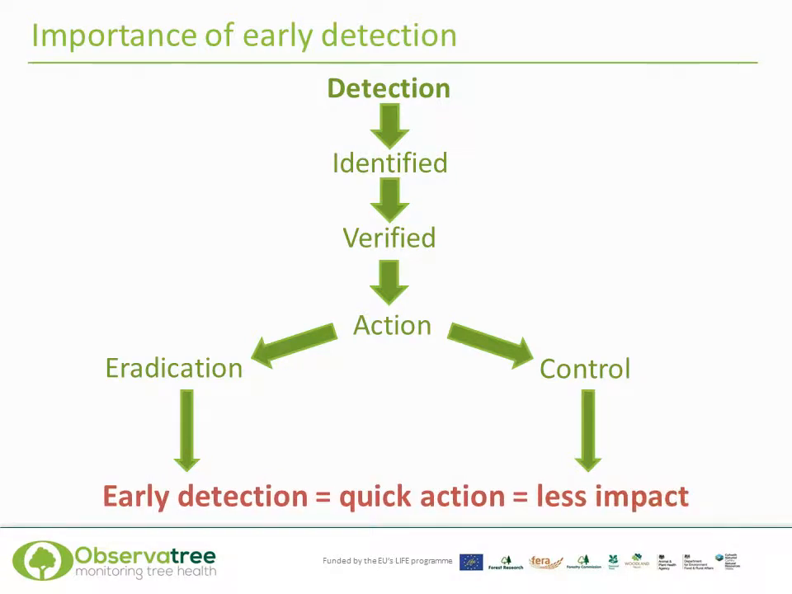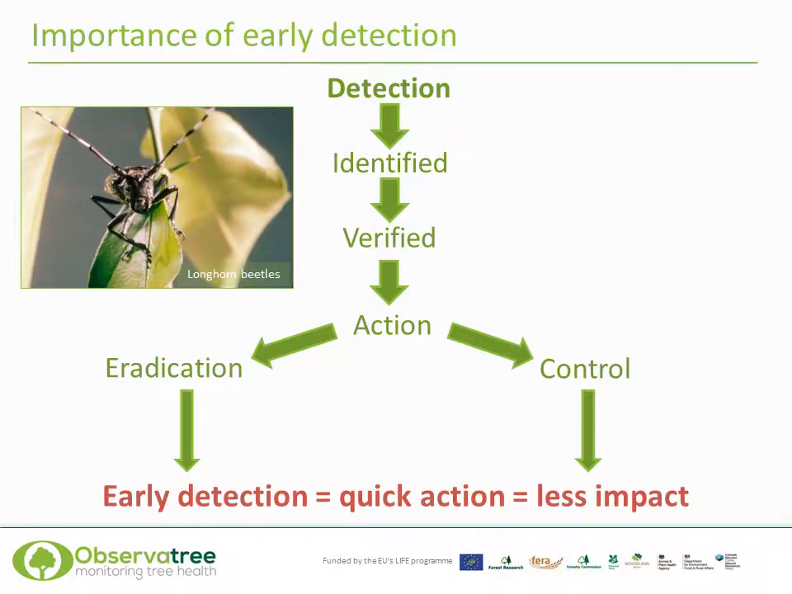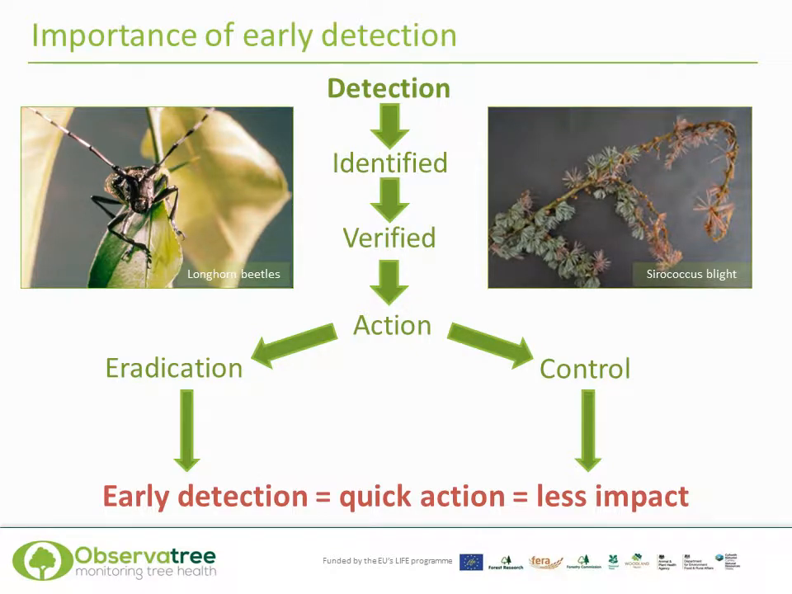Observatory aims to identify when new pests and diseases arrive in the UK as early as possible. The project also aims to help spot new outbreaks of those that are already known or thought to be present within the UK.